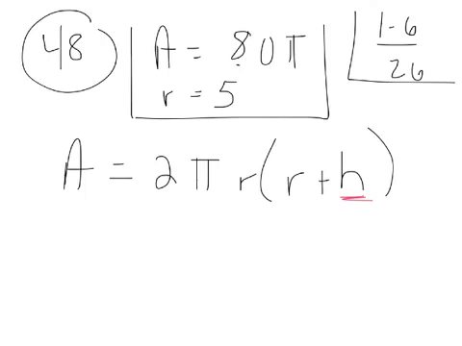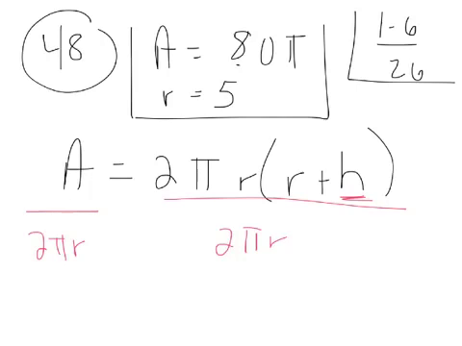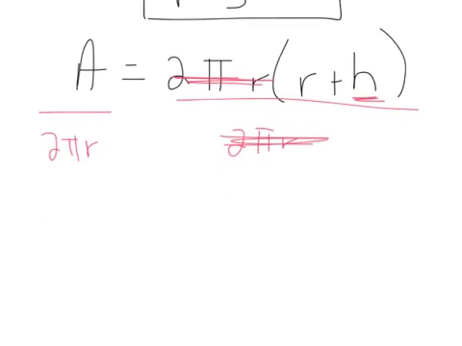Now, if r was a constant, that means this would be like a number in the front, like a coefficient. How would you get rid of a coefficient? Divide it. So let's divide by 2 pi r on both sides. What happens to the 2 pi r's on the right side? Cancel. So my next line looks like the following. We have a over the 2 pi r equals r plus h.